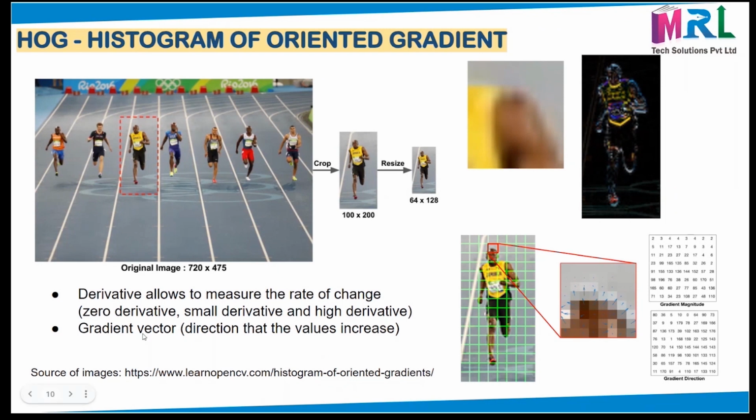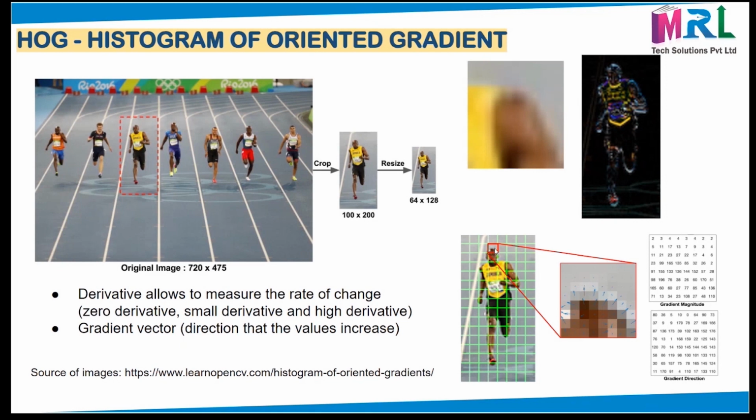Another important thing to understand here is the gradient vector. What this vector does is give the direction of the values. You can see here, this is the top of the head. When you zoom in, you will see some blue arrows. Can you see it? Okay, these are blue arrows. These arrows represent the direction of the changes.